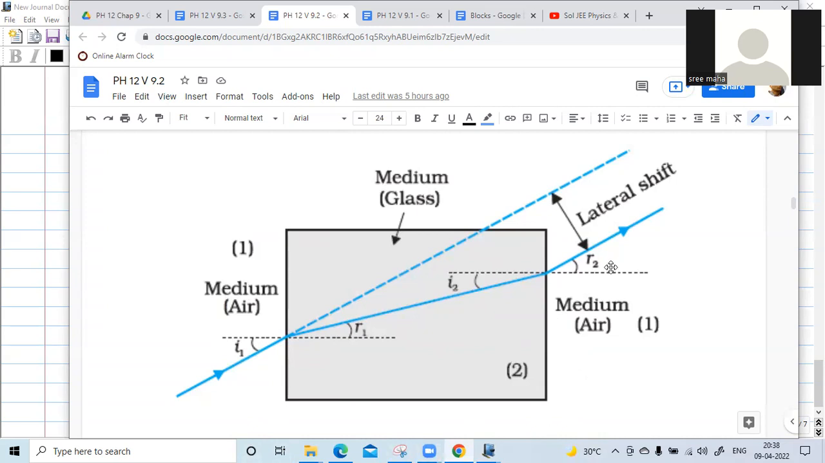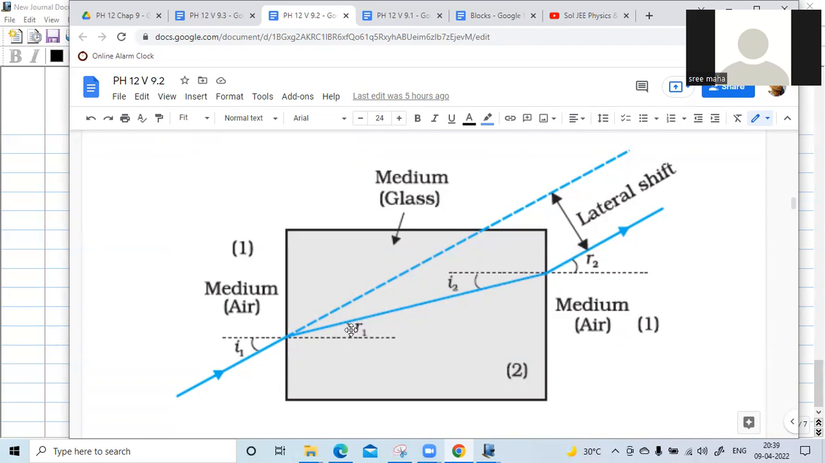And this is the normal at this point, this is the normal at this point. So these two normals are parallel. The normal is making 90 degrees with this line, and this normal is making 90 degrees with this line, and these two lines are parallel. So the normals are parallel, and this is the same line which is cutting two parallel lines. So I2 is same as R1.